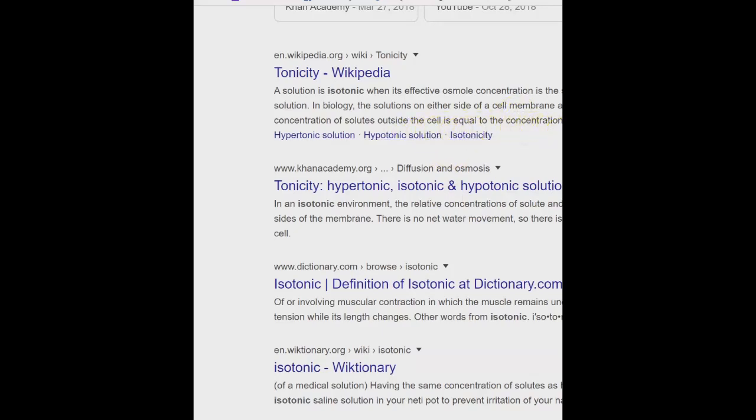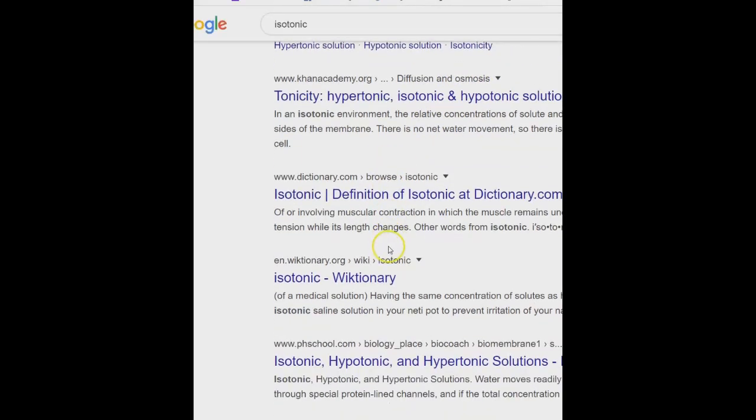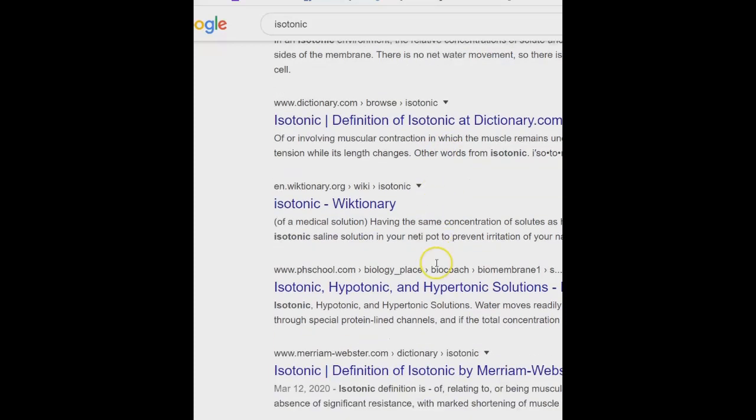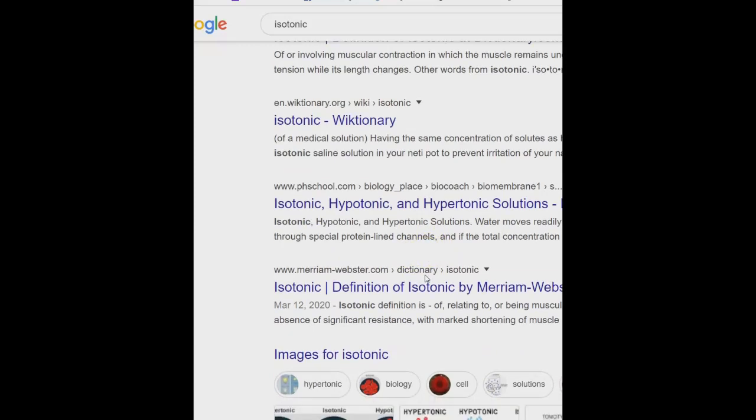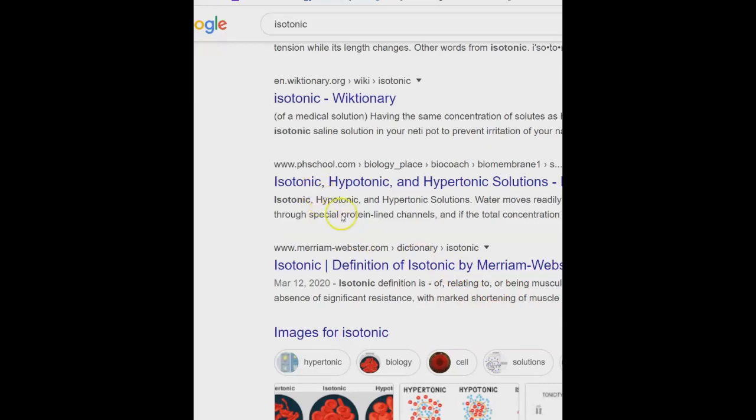Concentrations equal to solutes inside solutes. Involving muscular contraction, in which the muscles remain under relatively constant tension. Water moves readily across cell membranes. Okay, so yeah, don't know.